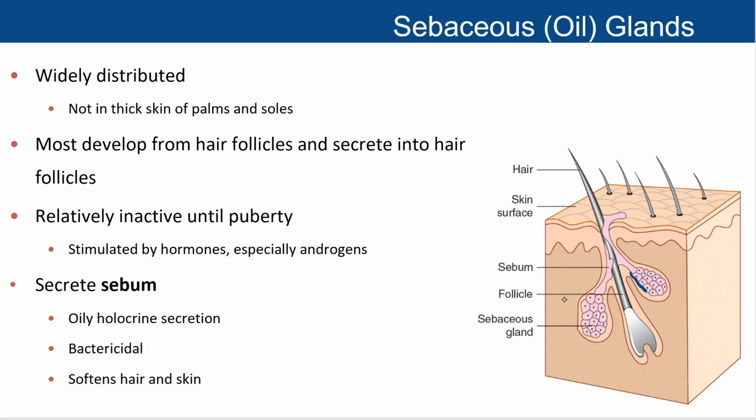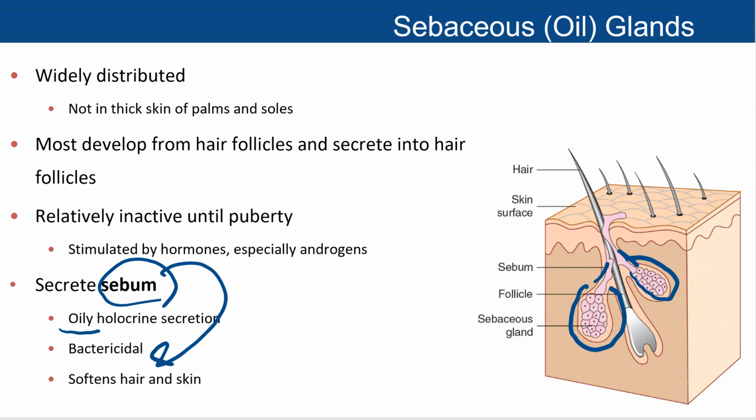Look at this picture. You can find the sebaceous gland here, which their duct is going to open up into the hair follicle. Then they release their oily product into the hair follicle. Their oily product, which is called sebum, softens hair and skin, so it ensures our hair doesn't become too dry and brittle. And also there are some bactericidal substances found in sebum as well.